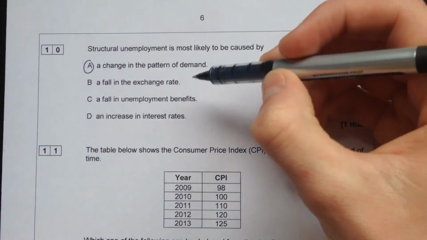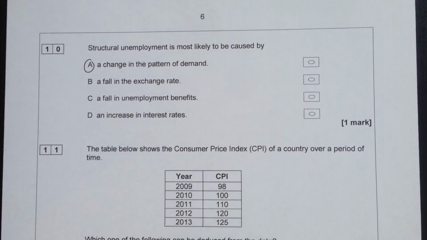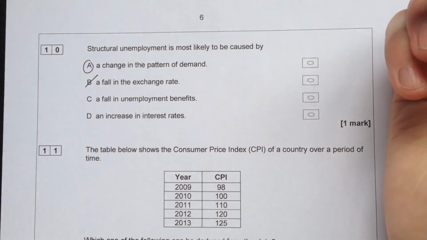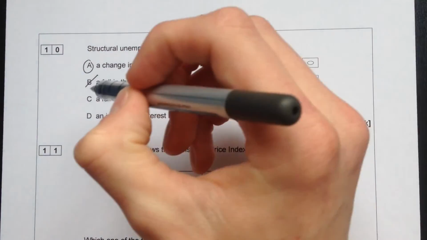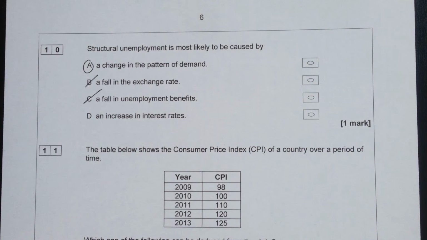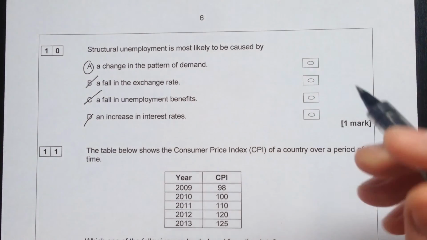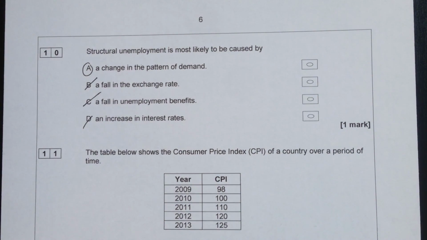If there was a fall in the exchange rate, that would just change how cheap or expensive your goods are relative to other countries. So that wouldn't really cause that. A fall in unemployment benefits, again, wouldn't, because the industry's declined and there's just a mismatch of skills. It's not like they're choosing not to take the job. An increase in interest rates, that wouldn't have an effect either. So the only answer to this one will be A, because it causes one sector of the economy to fall.